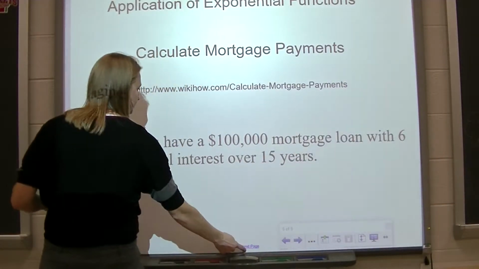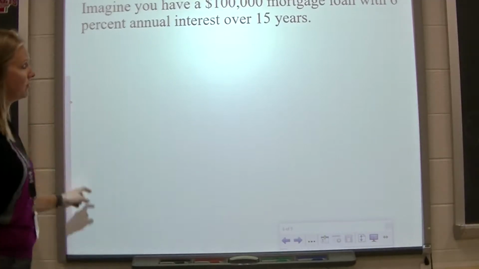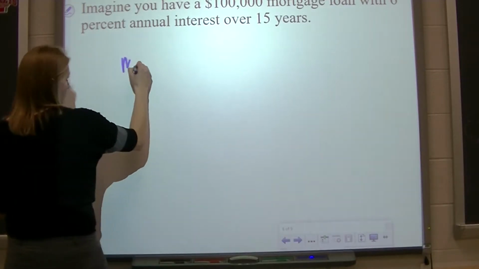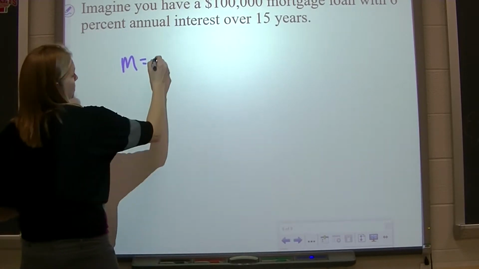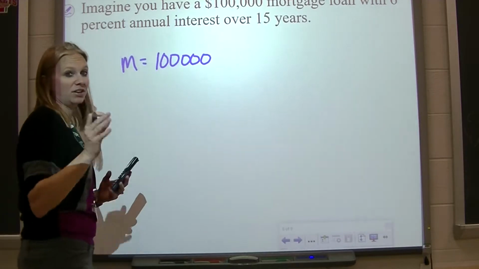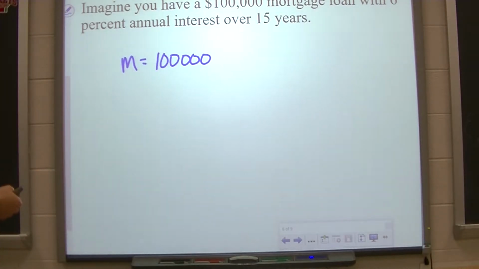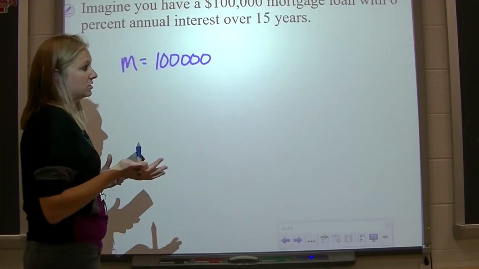So let's use that formula, and let's imagine you have a $100,000 mortgage loan with 6% annual interest over 15 years. To figure this out, using our formula, we don't know the monthly payment, but I know that it equals the principal. The principal is $100,000, which really isn't all that expensive for a house. I would honestly say $100,000 is probably average, maybe a little below average for the cost of houses around. Again, it depends on what shape the house is in when you buy it.